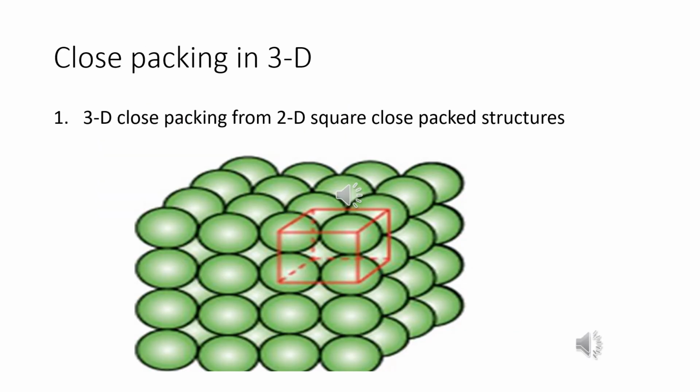We see close packing in three-dimensional arrangement. All the real structures are three-dimensional in nature. So, three-dimensional close packing structures can be obtained from two-dimensional square close packed structures and two-dimensional hexagonal close packing structures. First, we see three-dimensional close packing from two-dimensional square close packed structures.